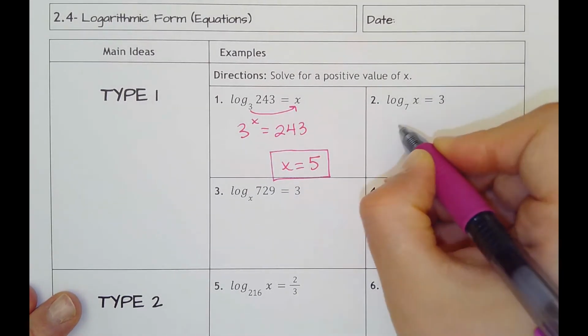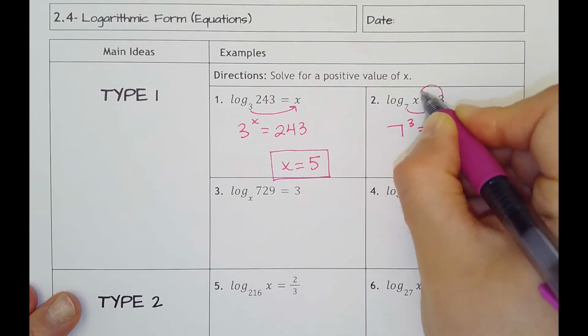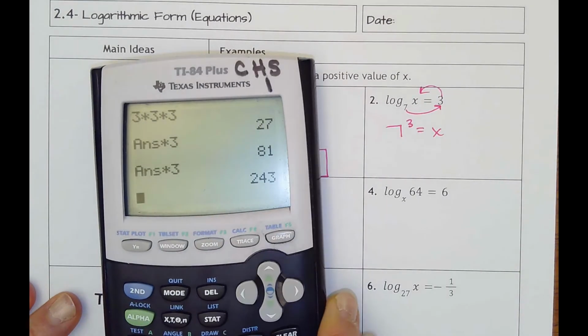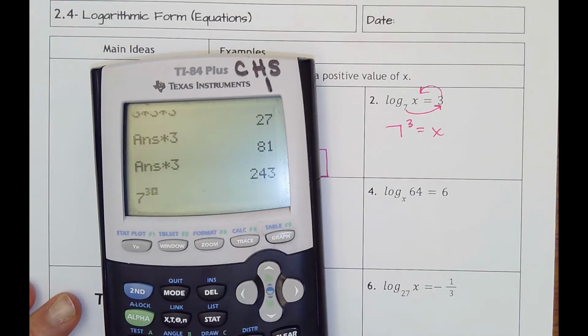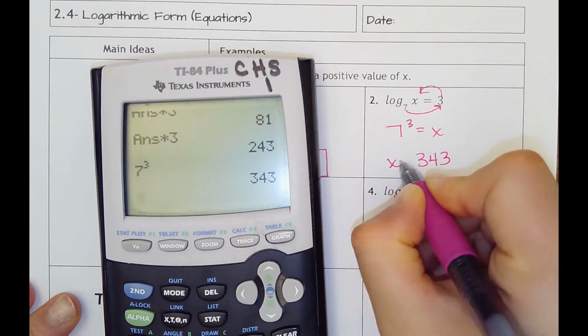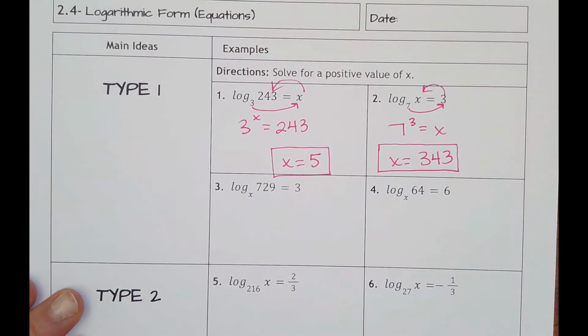Number 2 is even easier. This is log with a base of 7. So 7 to the 3rd power is what? And you would just do it on your calculator. 7 cubed is 343. So they look like an equation, but they're exactly what we've already done.